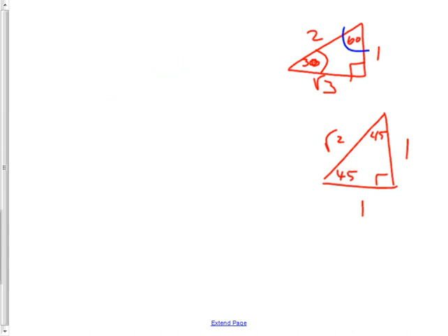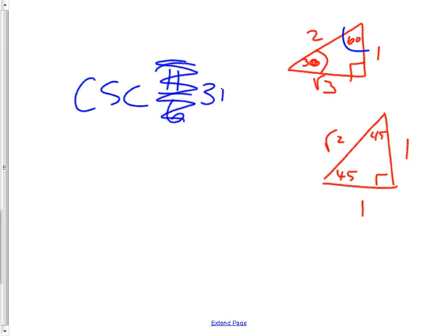Cosecant of, what did I say again? Pi over 6. Okay, first thought is, what's pi over 6? 30. So cosecant of 30. Second thought is, I don't know how to do cosecant. So I'm going to do its flipping sister. Remember how S goes with C and C goes with S? Cosecant goes with what? Sine. So if I want to change cosecant of 30 into sine, I have to go like this.